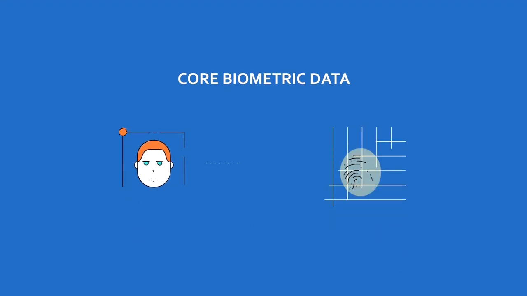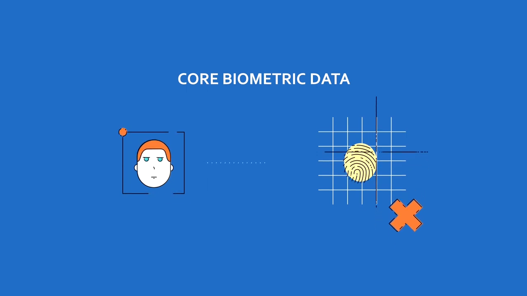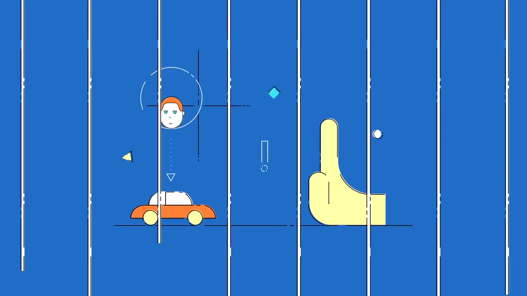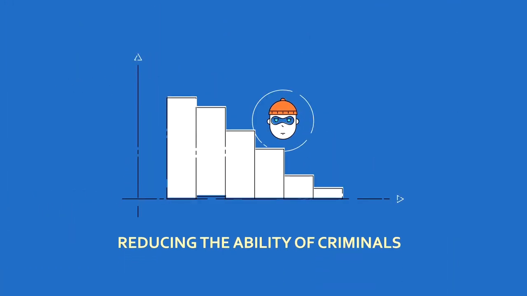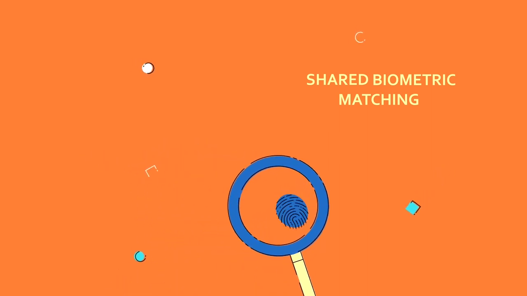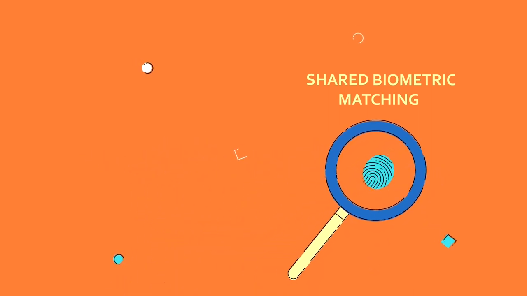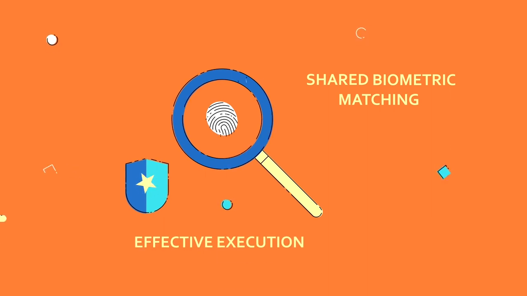Better use of core biometric data will ensure that criminals will not be able to register in different systems under different aliases, or evade detection because security authorities can't access enough information about them. A shared biometric matching service that will work on a Europe-wide basis will give authorities the tools required for more effective execution of their duties.